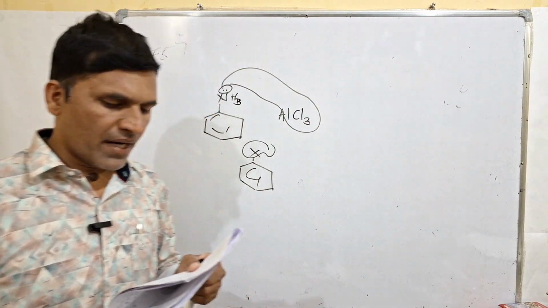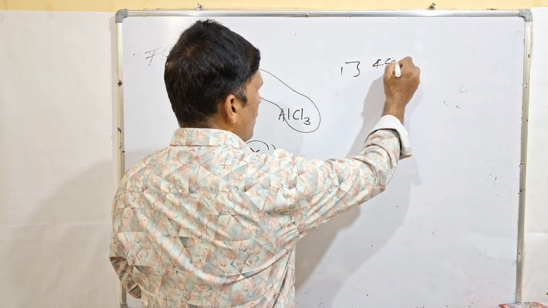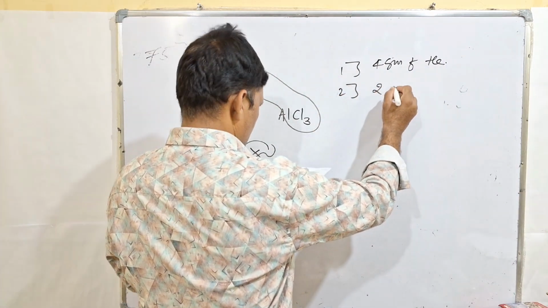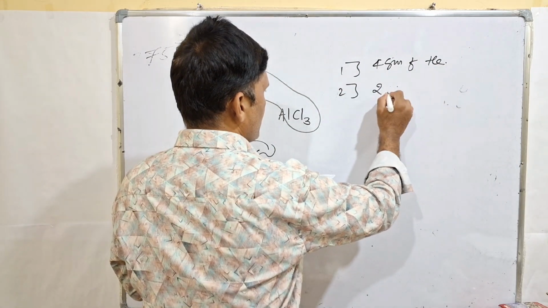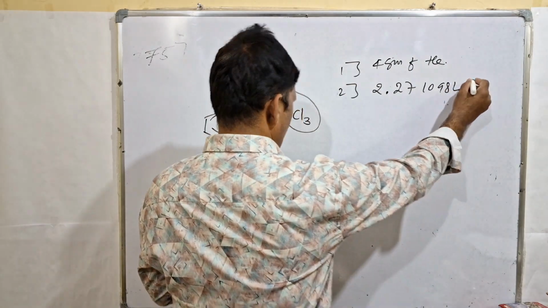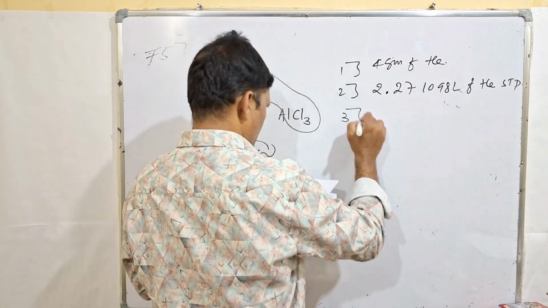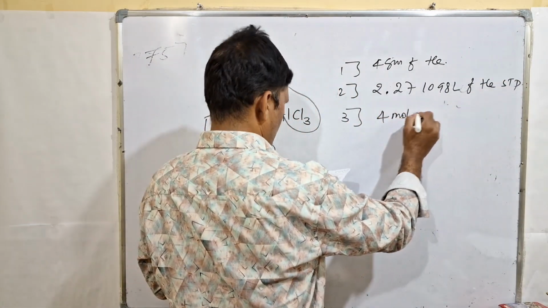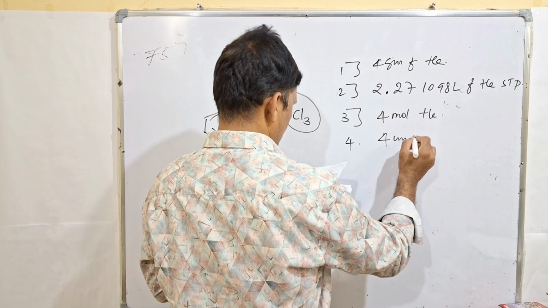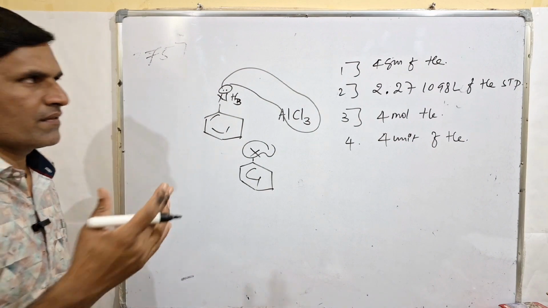The highest number of helium atoms is in, the first option given is 4 gram of helium. The second one is 2.271098 liters of helium at STP. The third option is 4 mole helium. And fourth option is 4 u of helium. Okay. So let us look into this very carefully.